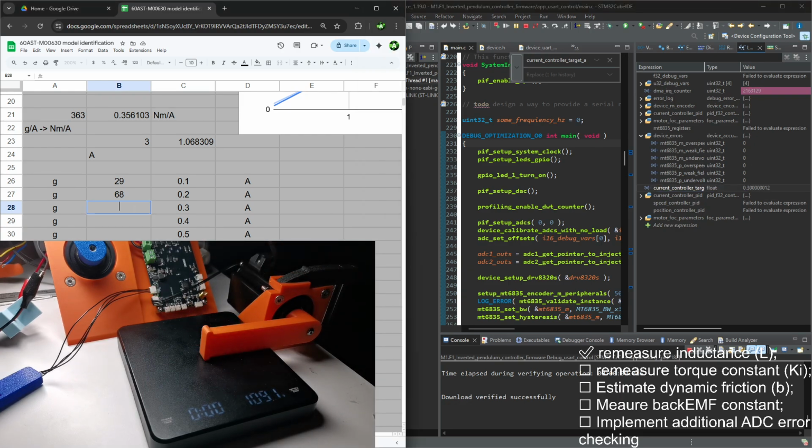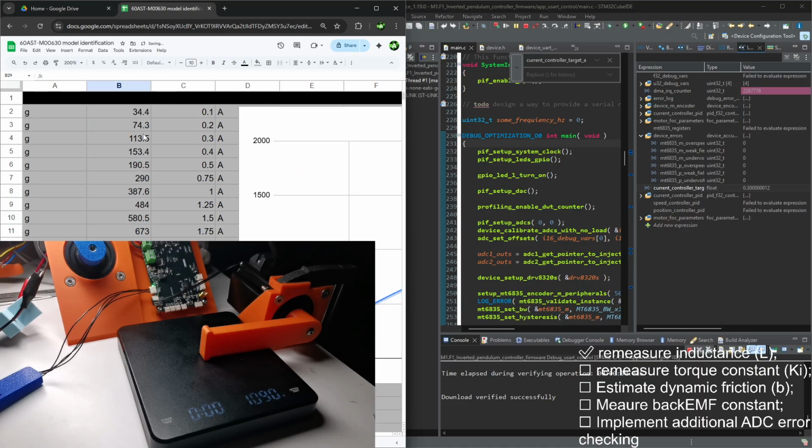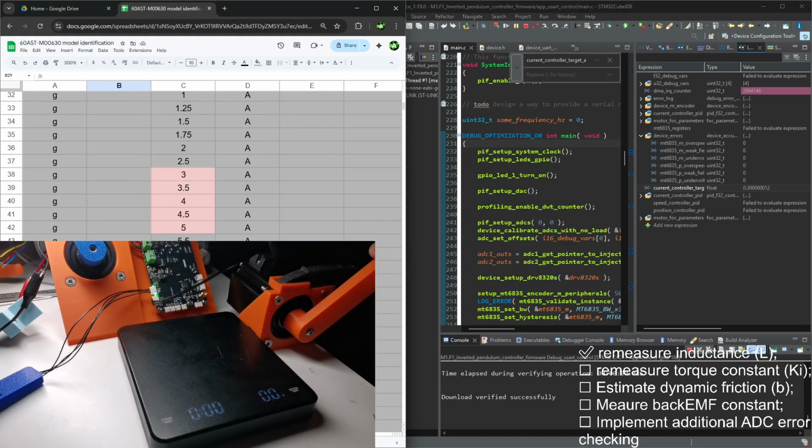109 grams. Roughly 108.9. Let's see if they are close to what we measured before. They are close, but they are actually smaller than before. Very interesting. Why are they smaller though? Did I mess something in the controller? Very interesting. Okay, let's keep going though.